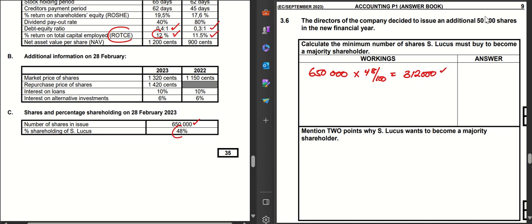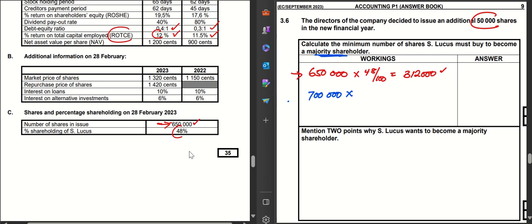The company has issued an additional 50,000. That means it's no longer 650,000 anymore. That figure has changed. It is now 650,000 plus 50,000. That means the company now has 700,000 shares in issue. If the company has 700,000 shares in issue and S. Lulu wants to become a major shareholder, how many shares must she buy?